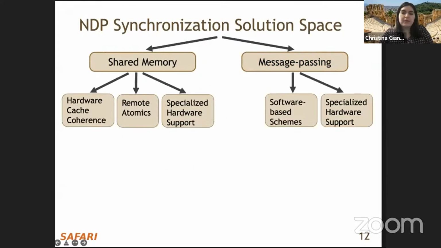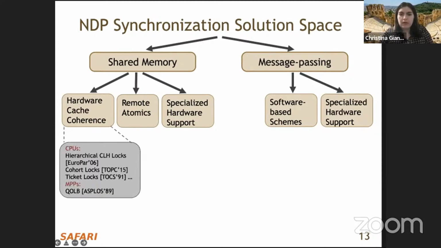Both these approaches are implemented through various mechanisms that have been proposed in the literature, and many of them have been commercialized in real architectures. In commodity CPU systems, synchronization is implemented via the underlying hardware cache coherence protocol. The underlying hardware cache coherence protocols support atomic read-modify-write operations that can be used to synchronize the cores of the CPU system.